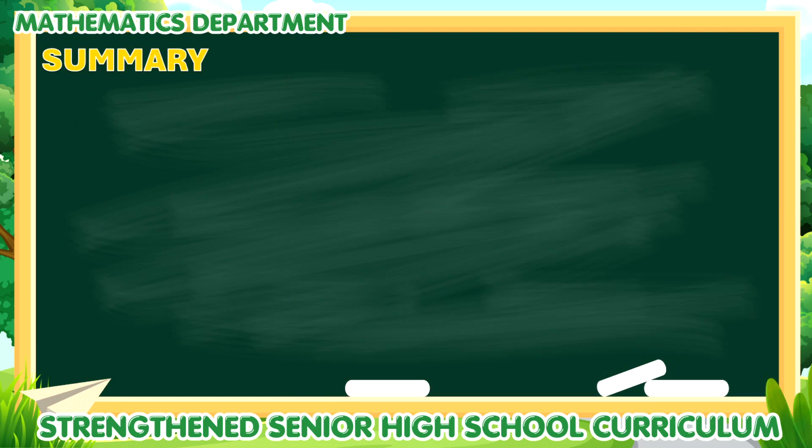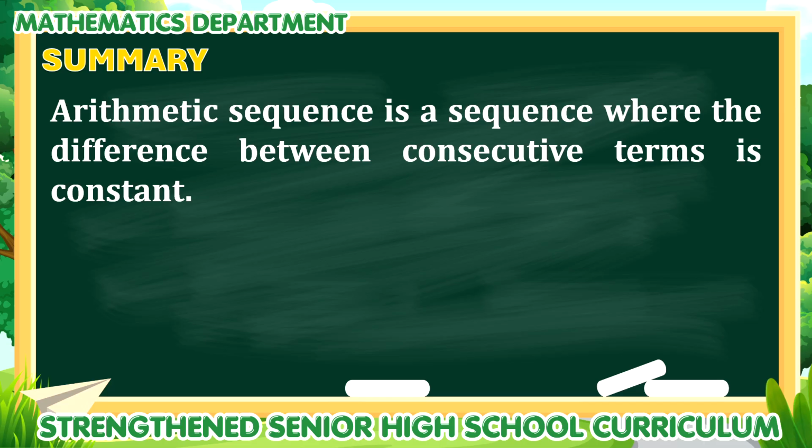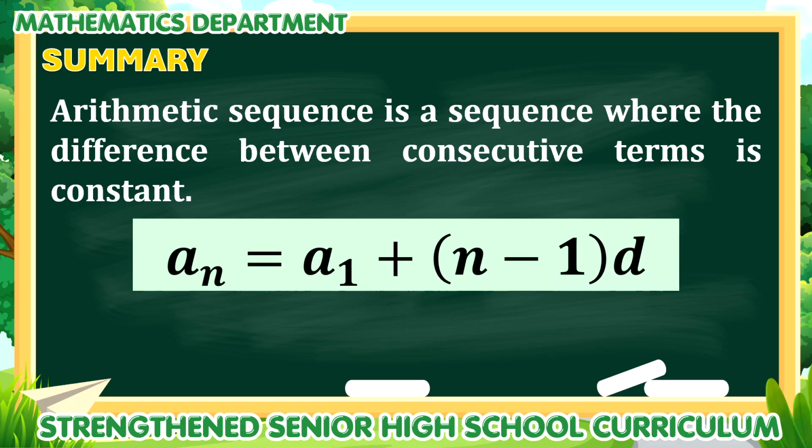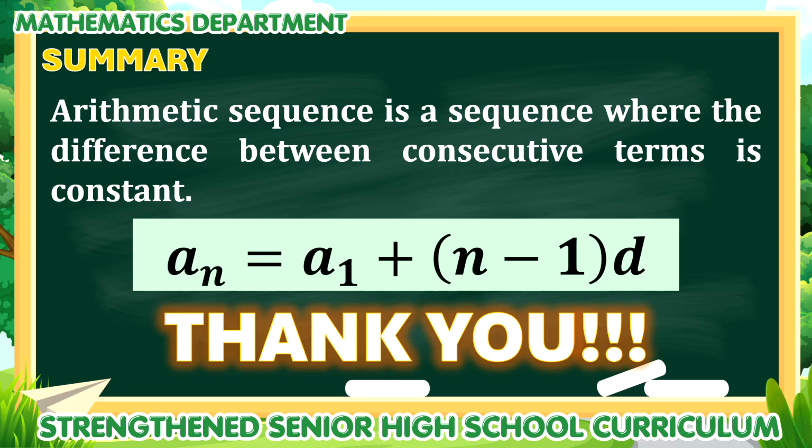To summarize what we've learned in this video, we just applied the concept of arithmetic sequence in solving problems. Again, we define arithmetic sequence as a sequence where the difference between two consecutive terms is constant, and the formula for determining the nth term is a sub n is equal to a sub 1 plus n minus 1 times d.